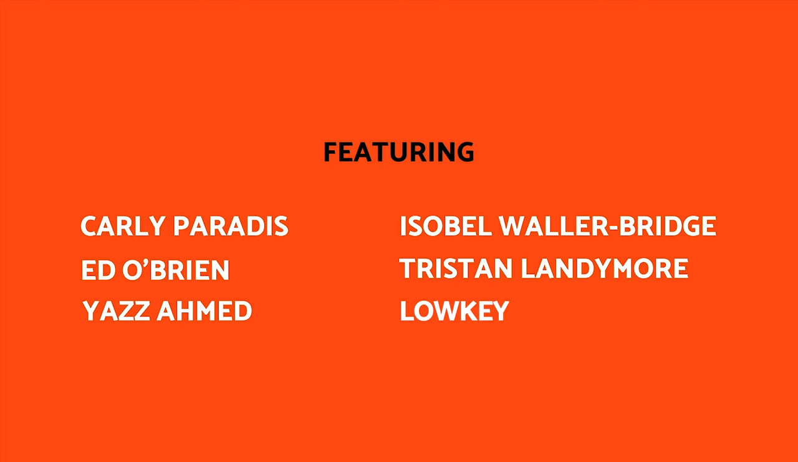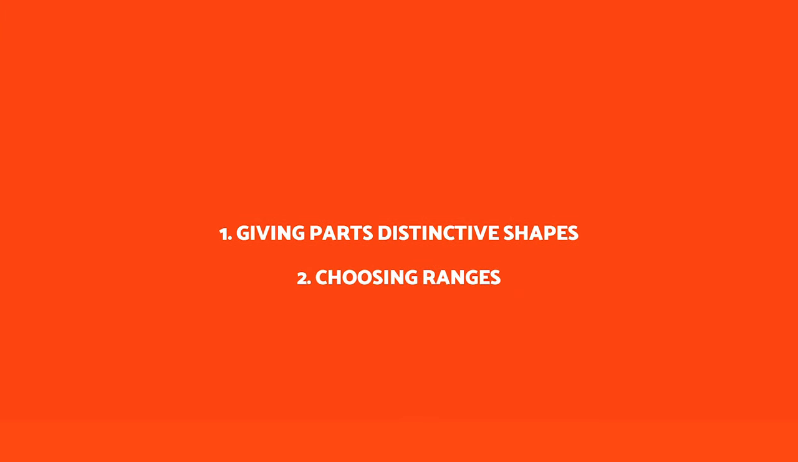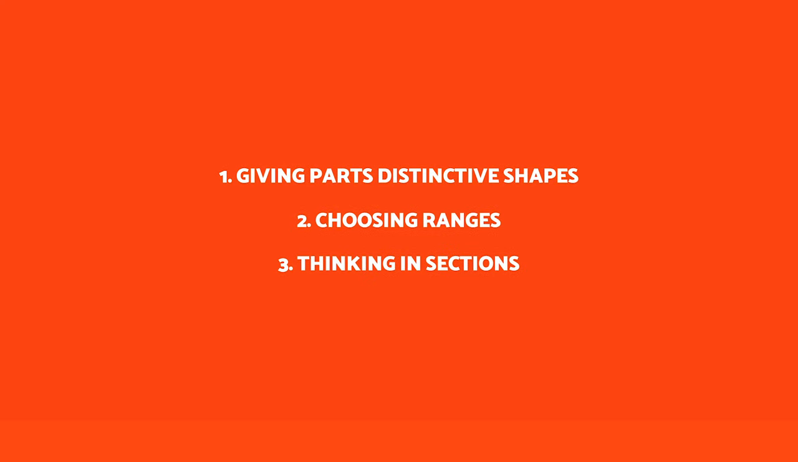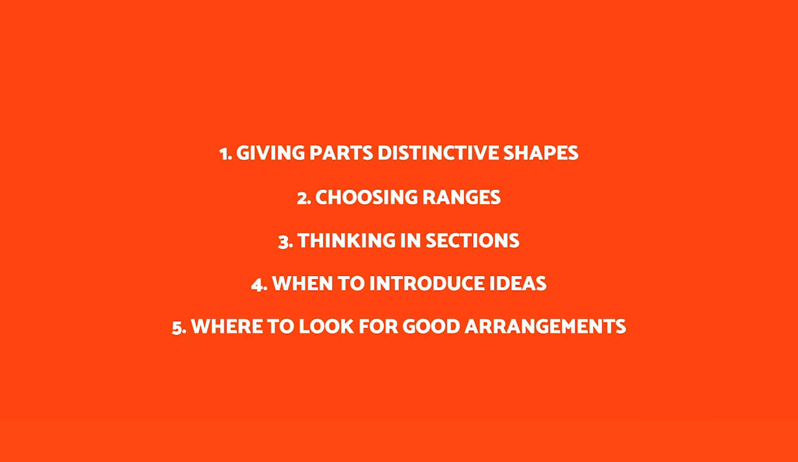So there's 5 sections to this video. The first part, giving parts distinctive melodic and rhythmic shapes. Number 2, choosing ranges. Number 3, thinking in sections of instruments. Number 4, when to introduce ideas. And finally, some ideas of where to look for good arrangements.